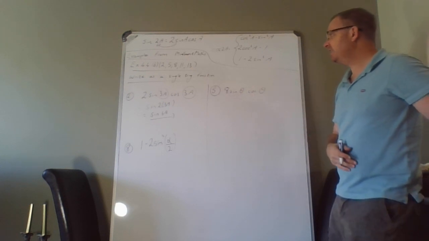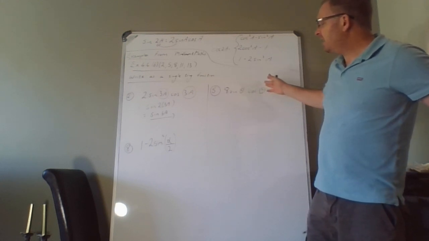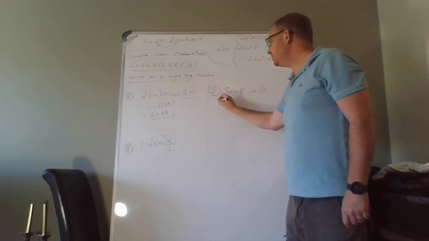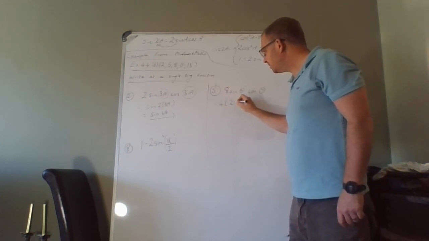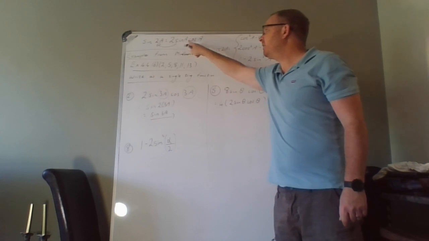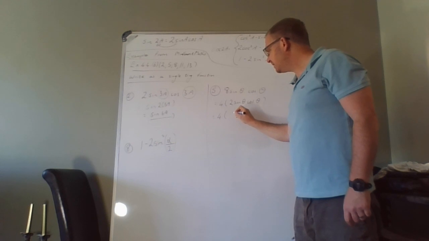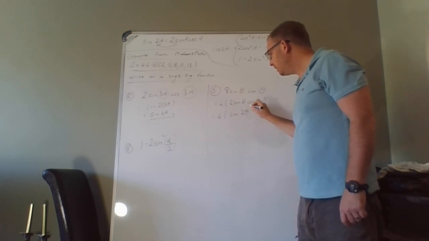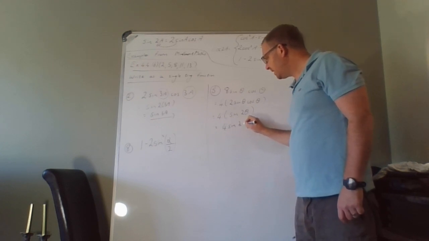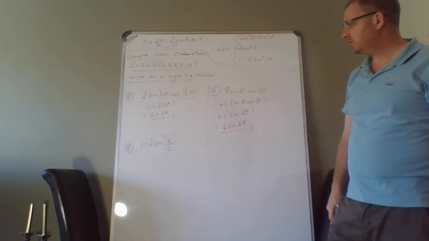Right, try number 5, 8 sine theta cos theta. Well, it's just about manipulating the sums to get it into a formula that you recognize. So I need a 2 sine theta cos theta. So to do that, I'm going to have to take out 4. Now I've got 2 sine theta cos theta. And 2 sine of an angle, cos of an angle is sine of double that angle. So I'm still going to have that 4, and then it's going to be sine of double that angle, which in other words is just 4 sine 2 theta.